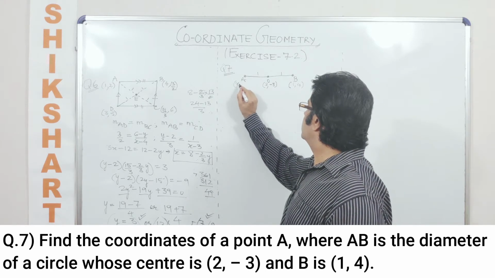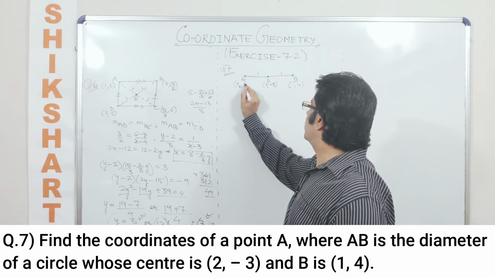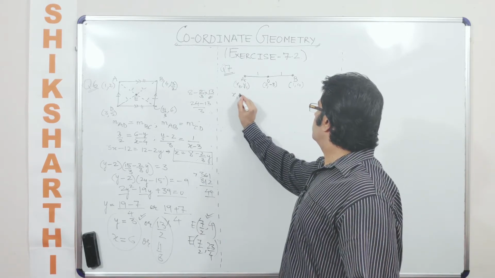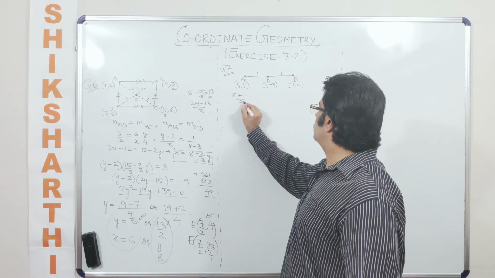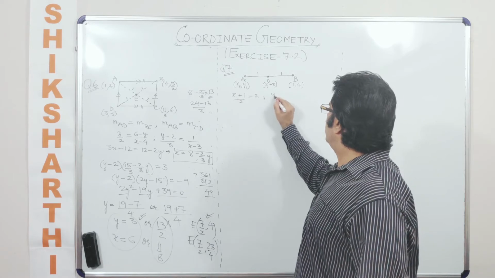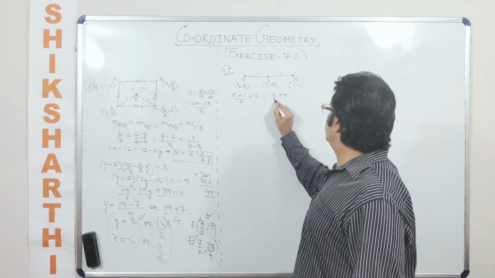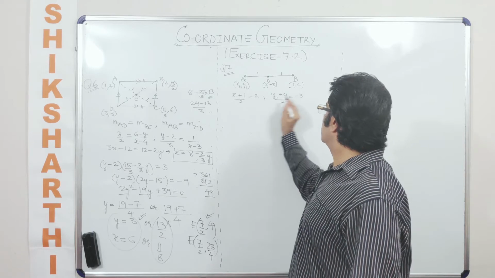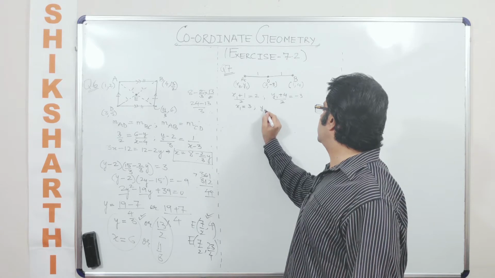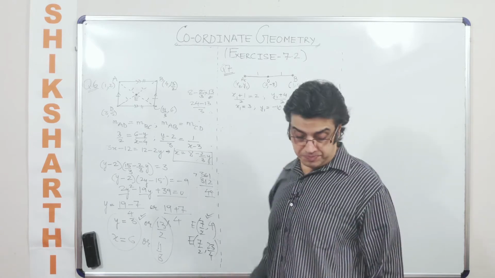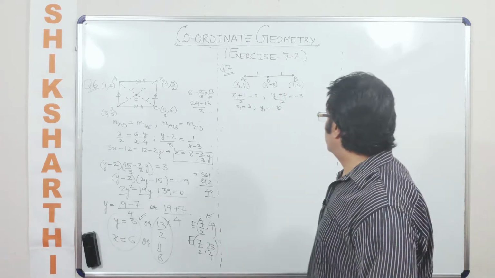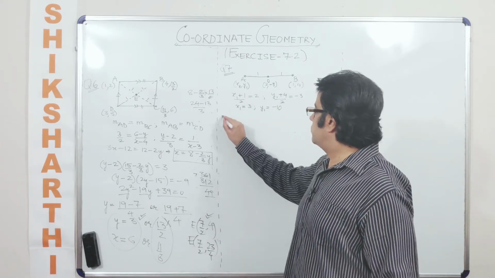Let us take this as x1, y1. Now we know that x1 plus 1 divided by 2 should give me 2 using the section formula, and y1 plus 4 divided by 2 should give me -3. So from here when I solve this, I get the value of x1 as 3 and I get the value of y1 here as -10. So the answer that we are getting from here is 3 comma minus 10. Let's move on to question number 8.